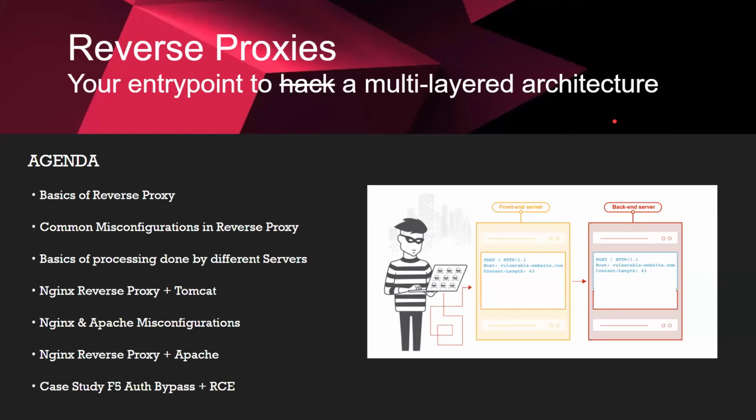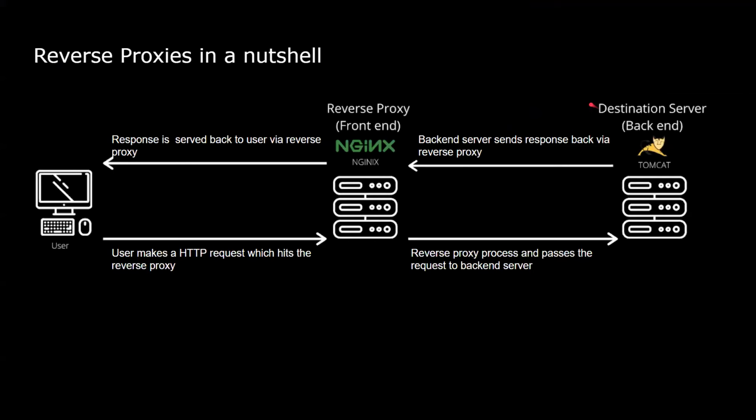Okay, guys, so we have arrived at the last part of our workshop, which is reverse proxies, your entry point to hack a multi-layered architecture. So the agenda for this part of the workshop: we are going to look at some basics of reverse proxy. We are going to look at the common misconfigurations that we get to see in a reverse proxy based environment. And we will see how some of the different servers process URLs. And finally, we are going to see how different servers work in conjunction with each other, and how there could be some inconsistencies which could lead to vulnerabilities.